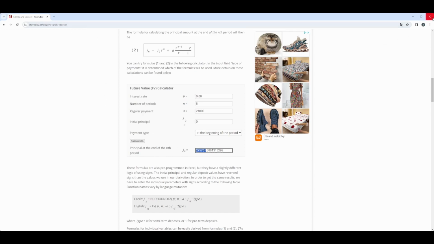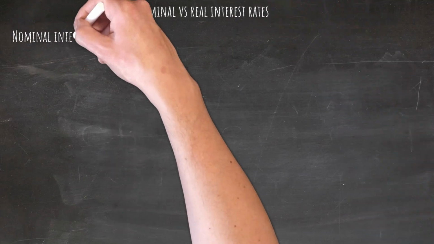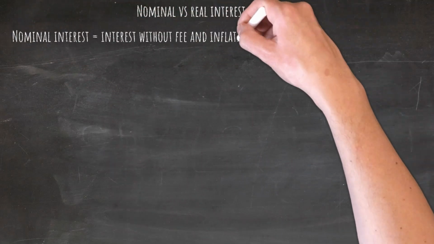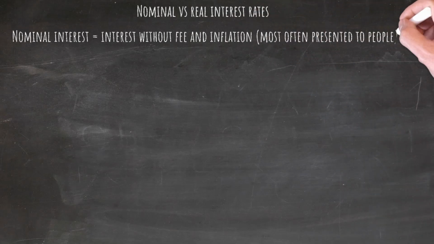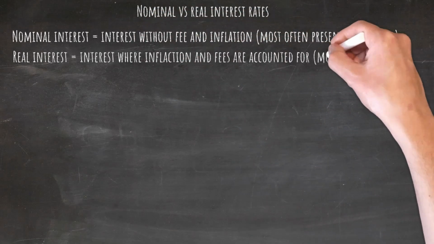But now let's check what is the difference and why there is this difference between nominal and real value, and why companies are showing us nominal, which usually looks much bigger, but it's deception, because in reality after some time we have to account for inflation. So let's check. Nominal versus real interest rate. Nominal interest rate: interest without fees and inflation, most often presented to people. Real interest: interest where inflation and fees are accounted for, more realistic.